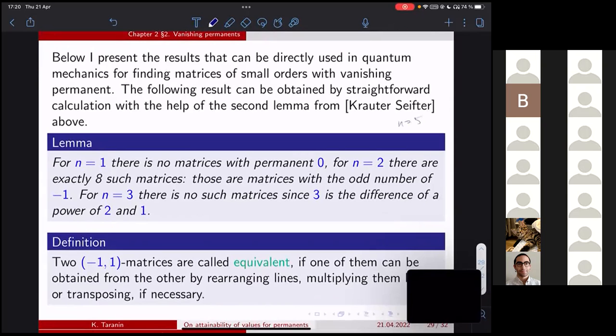5. So for n equal to 1, it can be straightforwardly seen that there are no matrices with permanent 0. For n equal to 2, there are exactly 8 such matrices, all the matrices that contain an odd number of minus unities, -1s. And for n equal to 3, again, there are no such matrices because 3 is a number of the form 2 to the power t minus 1. Well, 1 is actually such a number.